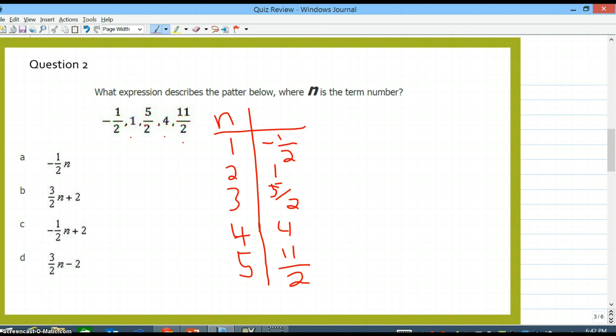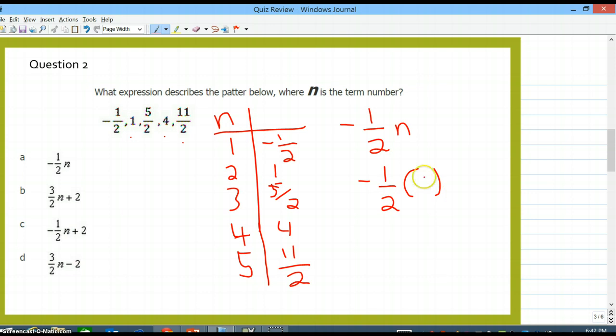And now I'm going to figure out what the rule to this pattern is just by checking all my answer choices, going through them. I'm going to start by checking answer choice A, so I'm going to write my rule, negative a half n. And I'm going to rewrite it underneath the rule, but instead of an n, I'm going to use parentheses.